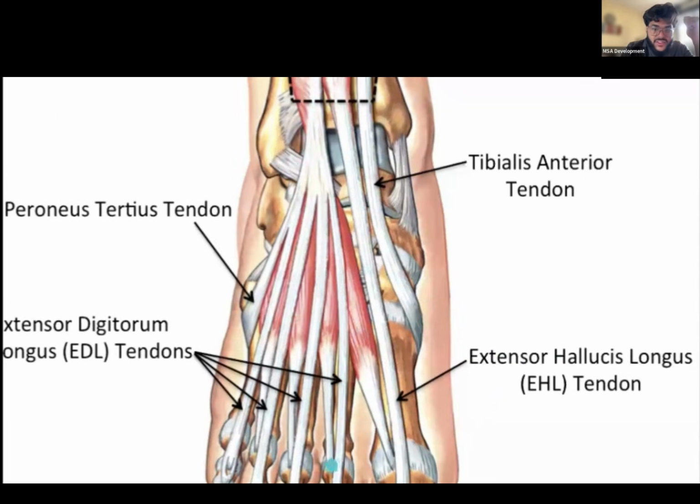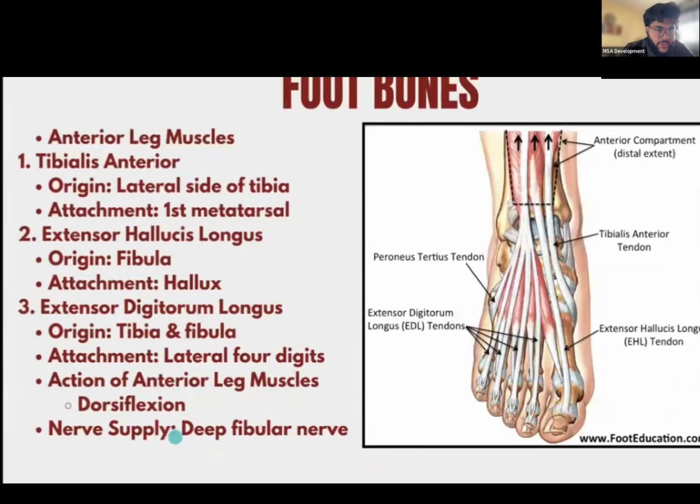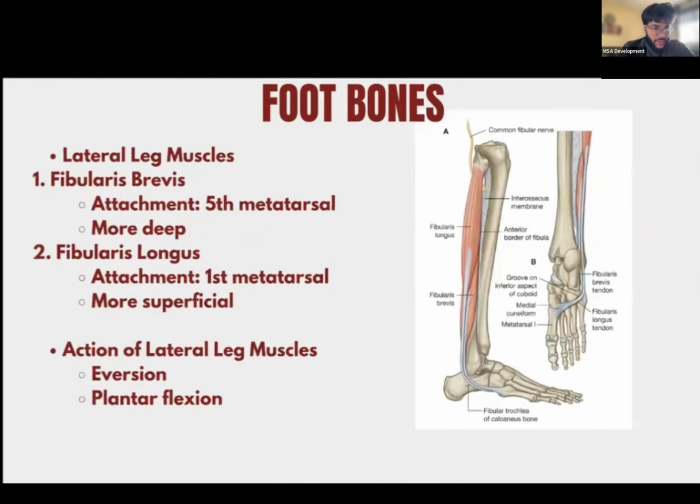Then you have the extensor hallucis longus, which inserts into the hallucis, which is the big toe, and then you have the extensor digitorum longus, which inserts into the lateral four toes, so the second to the fifth toe. And that's all regarding this. So again, everything that I had already mentioned, I'm mentioning it again right now.